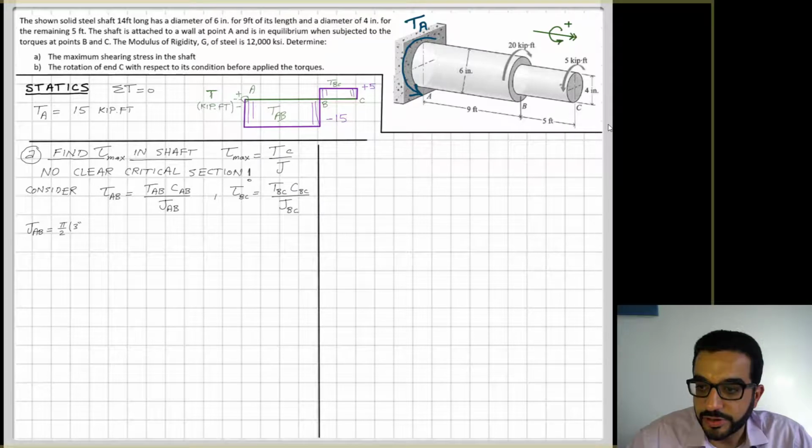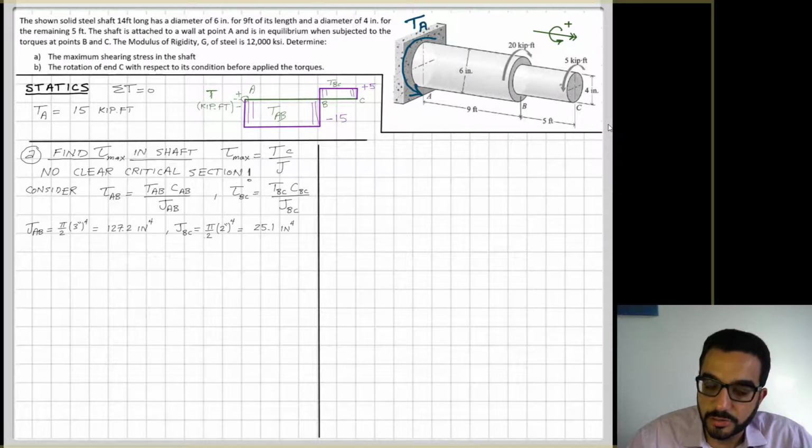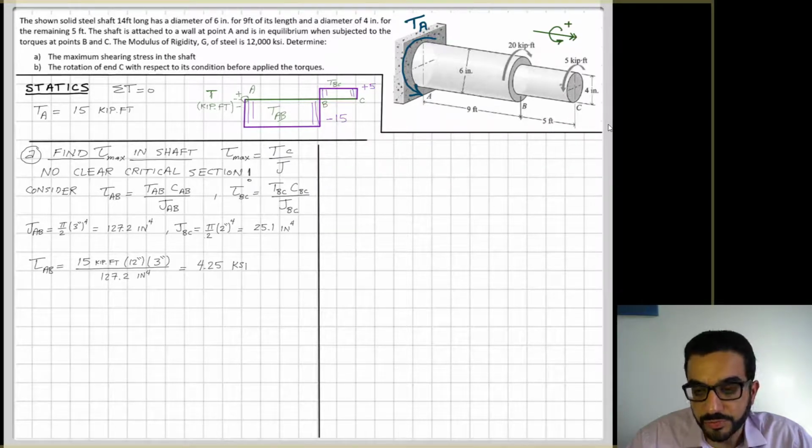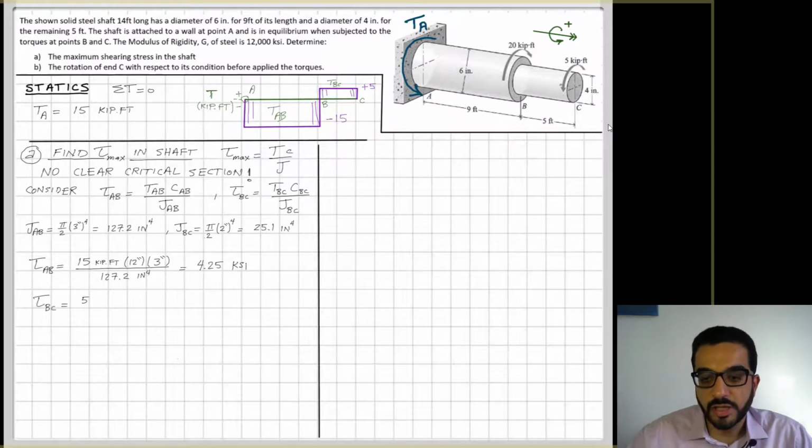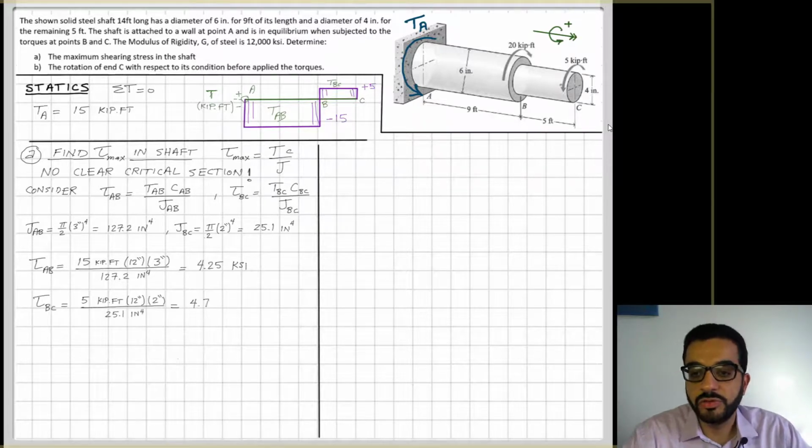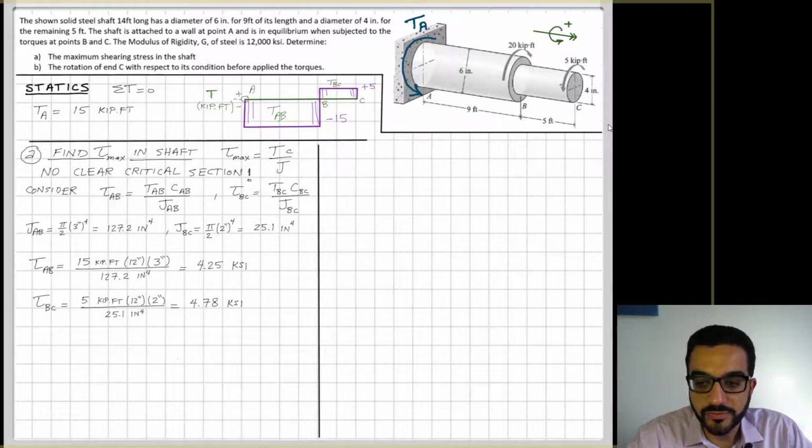I want to calculate here the polar moment of inertia. So J AB and J BC is pi, the radius to the power 4, over 2. We can see that the polar moment of inertia for the sections at AB is larger because you have a larger radius. Now if I calculate tau AB using T, C, and J values, that will be the value of the shear stress, 4.25 KSI. And if I calculate tau BC using its corresponding values, that will be 4.78 KSI.